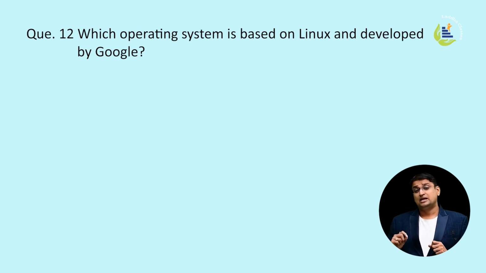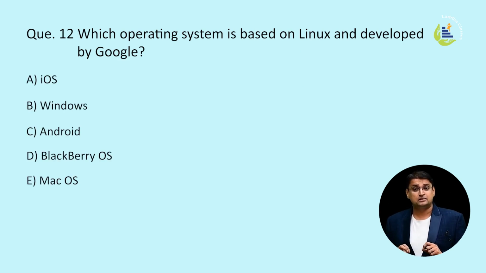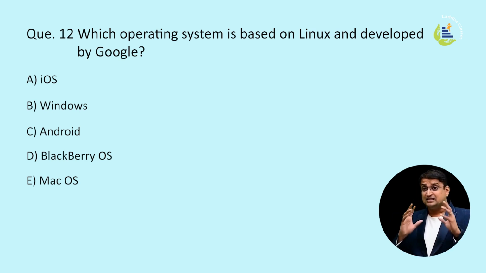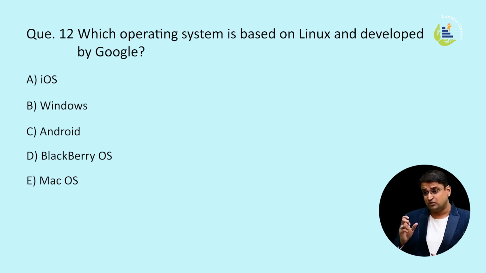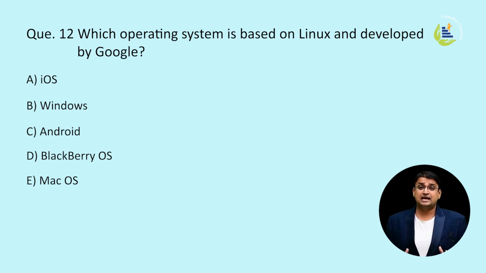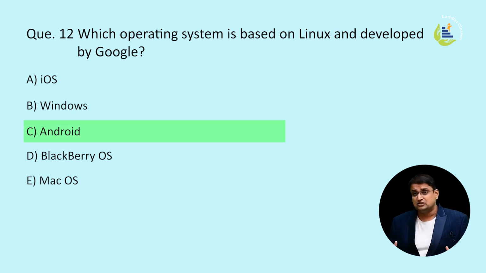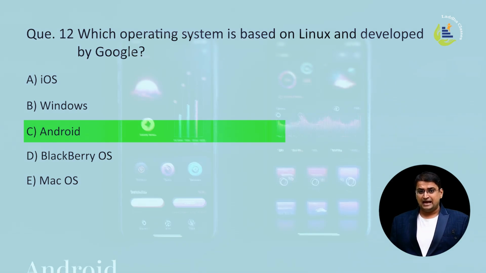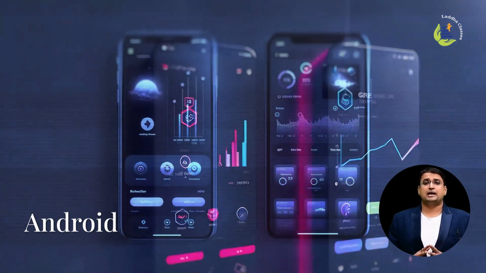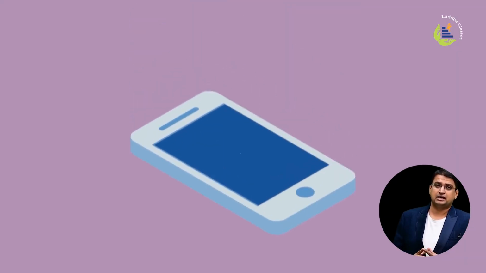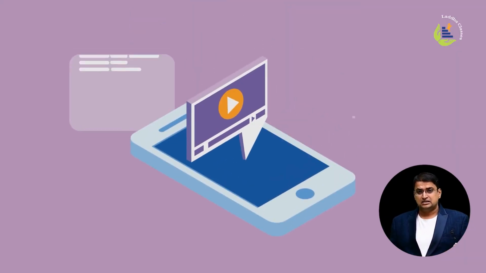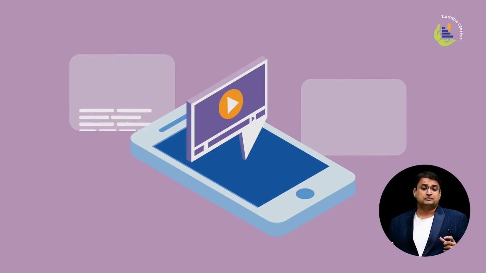Question 12. Which operating system is based on Linux and developed by Google? Options are iOS, Windows, Android, BlackBerry OS, Mac OS. Correct answer option is C, Android. Because Android is an operating system based on the Linux kernel and developed by Google. It is primarily used for mobile devices such as smartphones and tablets.